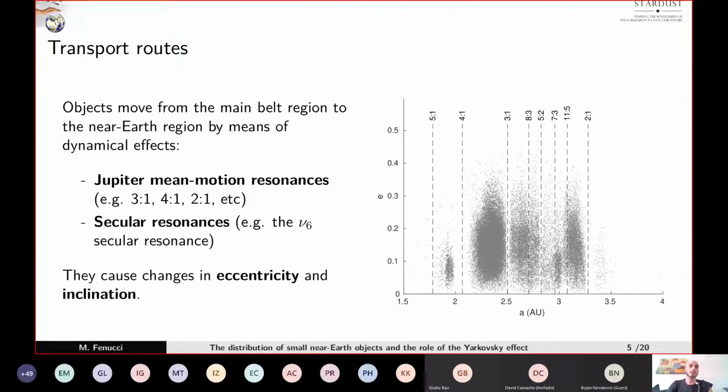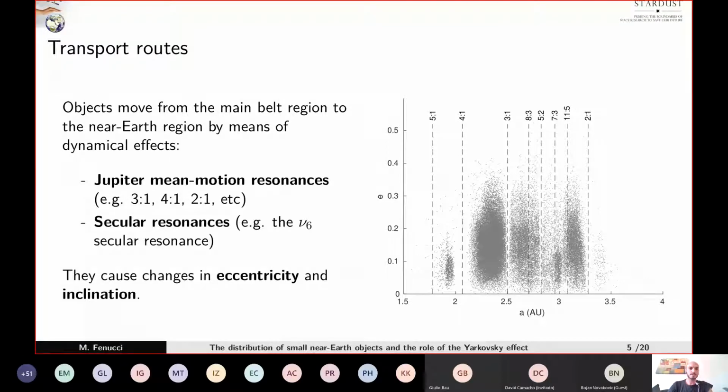We know that the main belt region is filled with a lot of mean motion resonances with Jupiter, which mainly cause changes in eccentricity and inclination. So if an object is trapped in a mean motion resonance with Jupiter, the eccentricity can be pumped up, and eventually this object arrives in the near-Earth region. Besides mean motion resonances, we also have secular resonances, which are, for instance, the Nu-6 secular resonance with the node of Saturn.